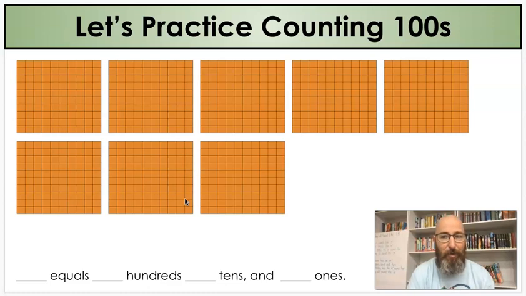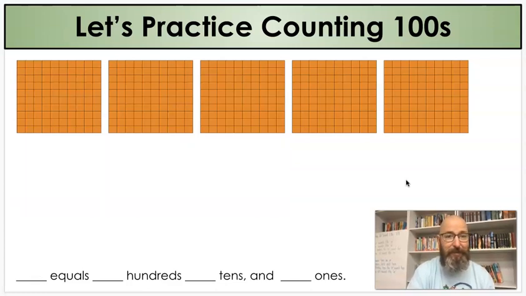Ooh, now we're doing a little bit more this time. How much do I have here? I'm going to count the hundreds. Count with me. 1, 2, 3, 4, 5, 6, 7, 8. That's 8 hundreds. Again, no tens, no ones. So I'm putting zeros there. 8 hundreds would be how much? 800. Are you seeing a pattern here?